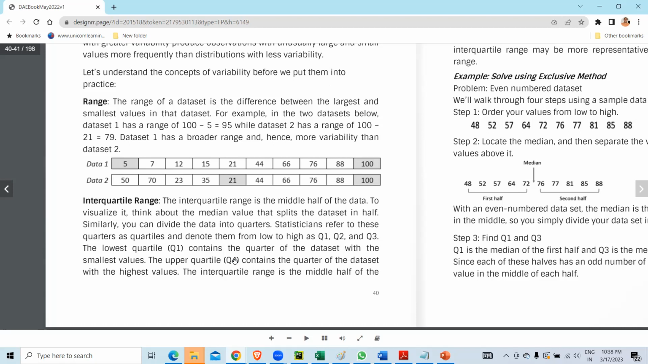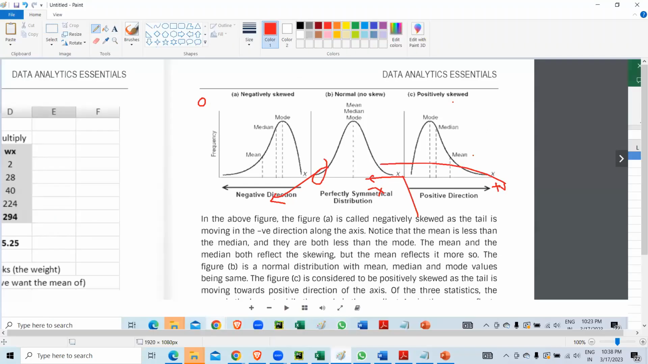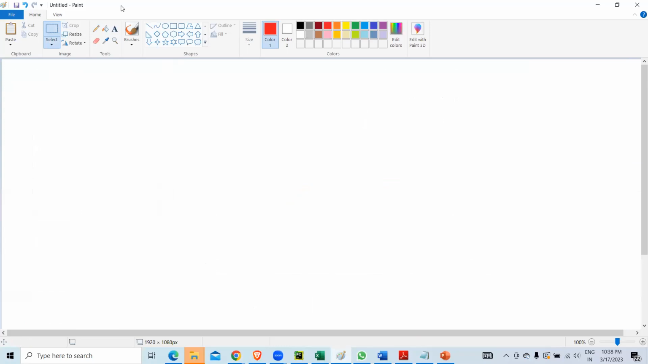Who divides the data set, among the things that we have discussed in the last two, three days? What is division? What divides into two parts? The median. Remember, median divides the data set into two parts. So when I say quartile and I want to divide the data set into four parts, I will find the median of the median.